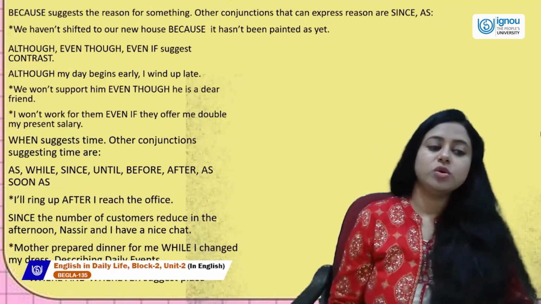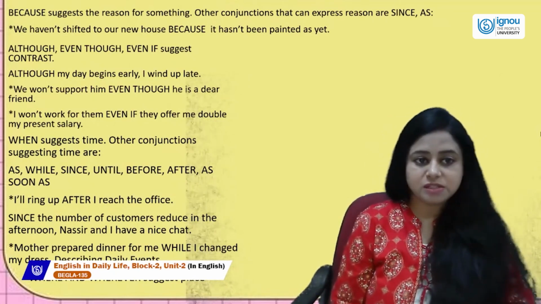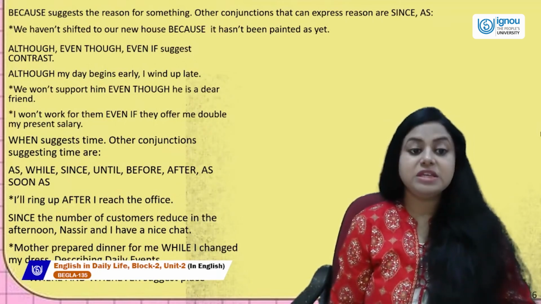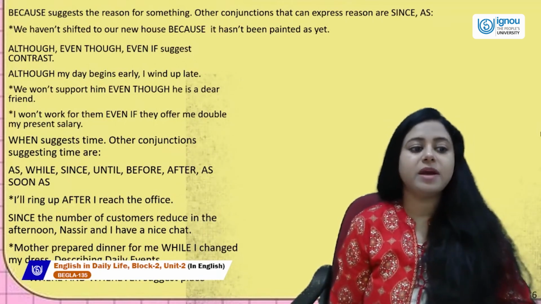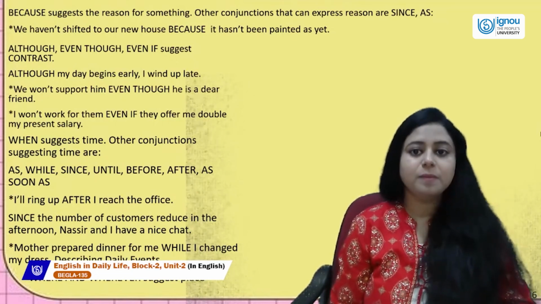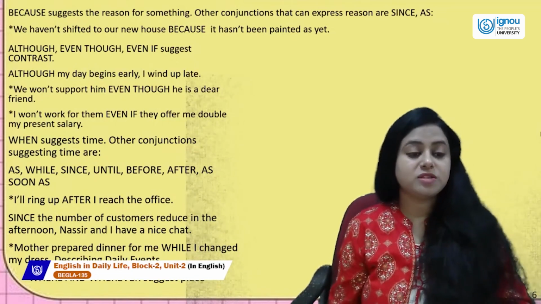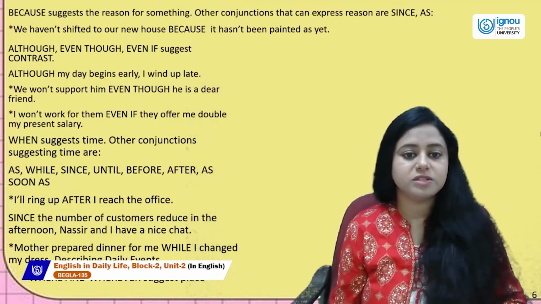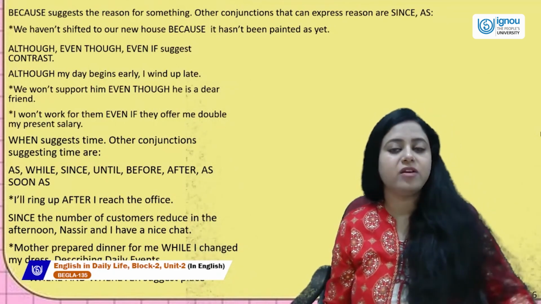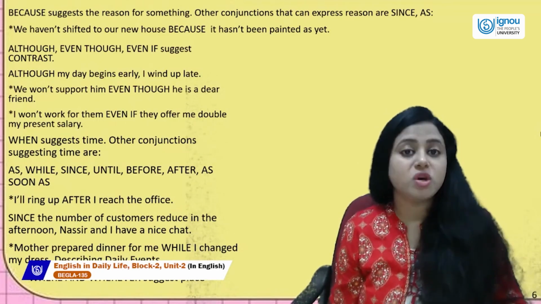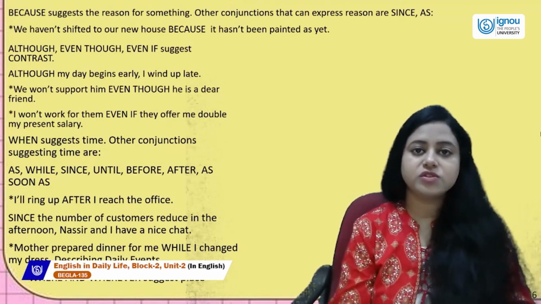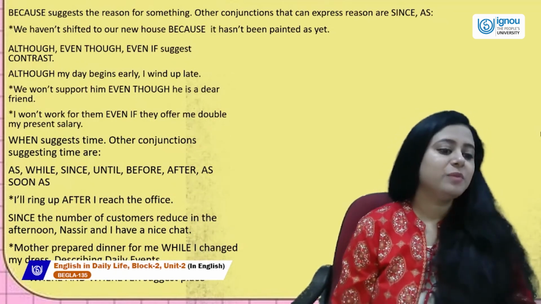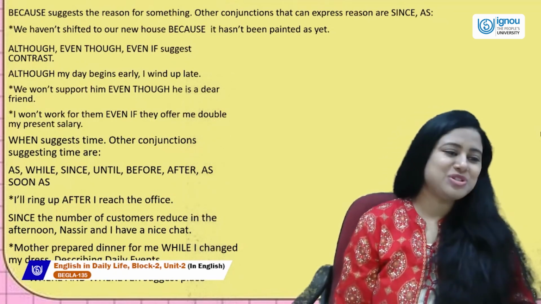Okay? So although, for example, although my day begins early, I wind up late. I won't work for them even if they offer me double my present salary. Okay? And so it is a contrast. So I wouldn't work for them even if they are offering me double salary. Usually when somebody offers you double salary, you go and work for them, but you are not going to do that because there is a contrast, or because you have other personal reasons to do so. Okay. Or to pass on such a great opportunity.